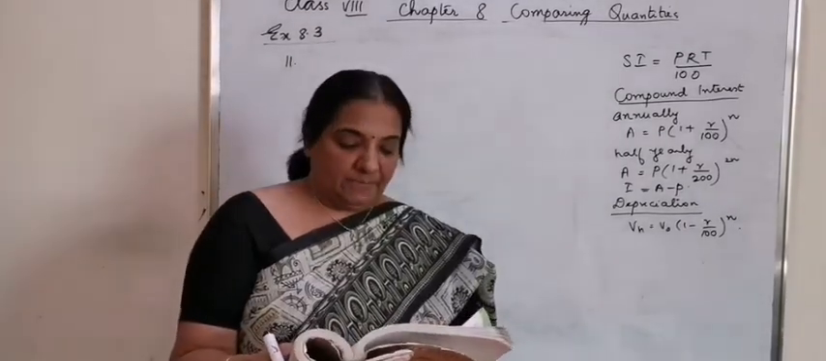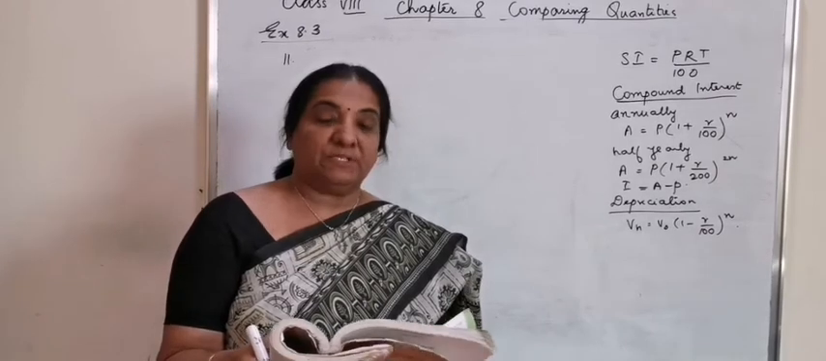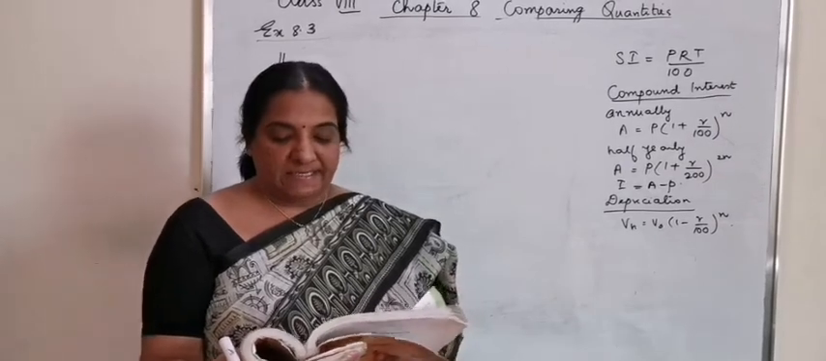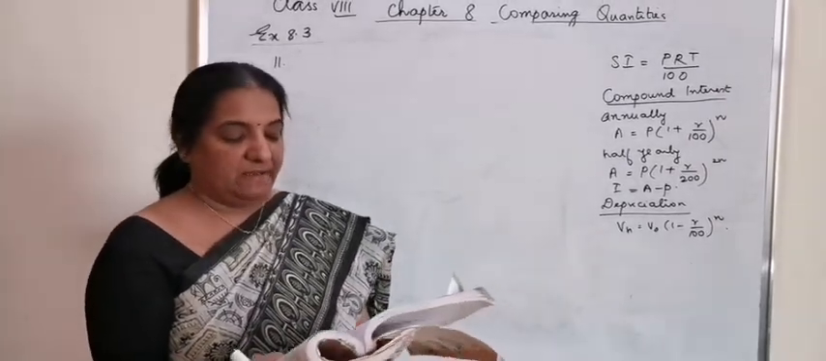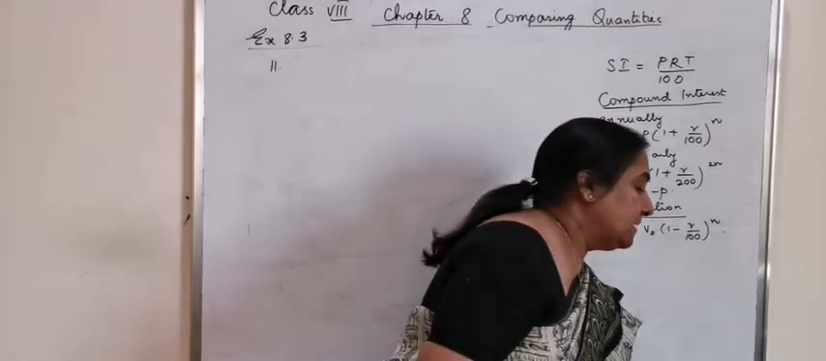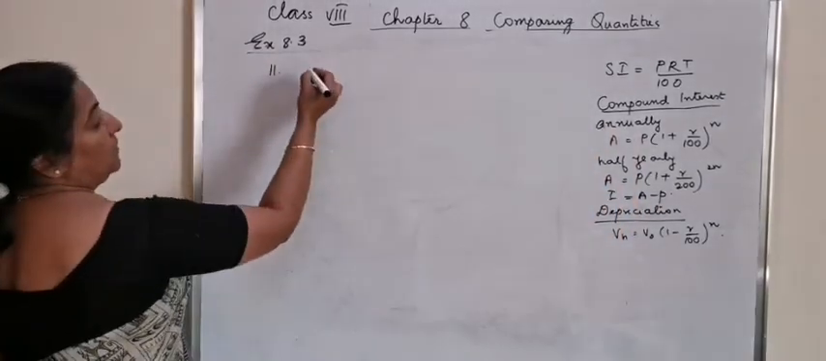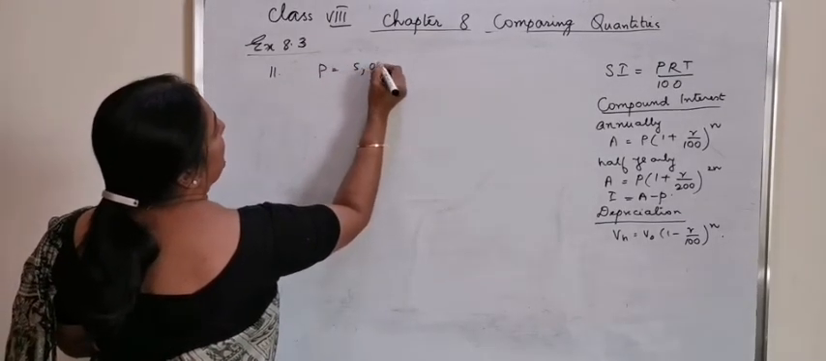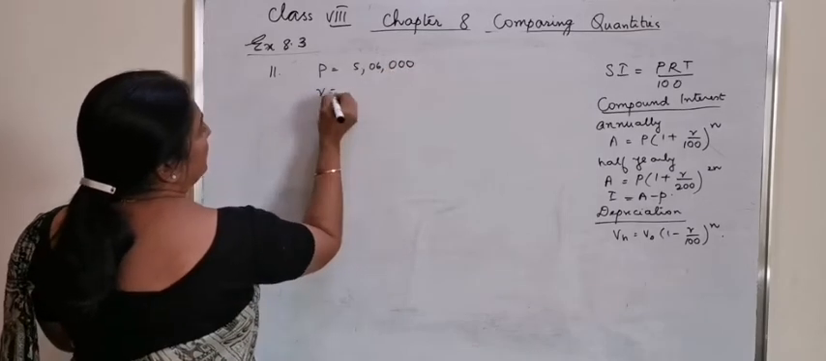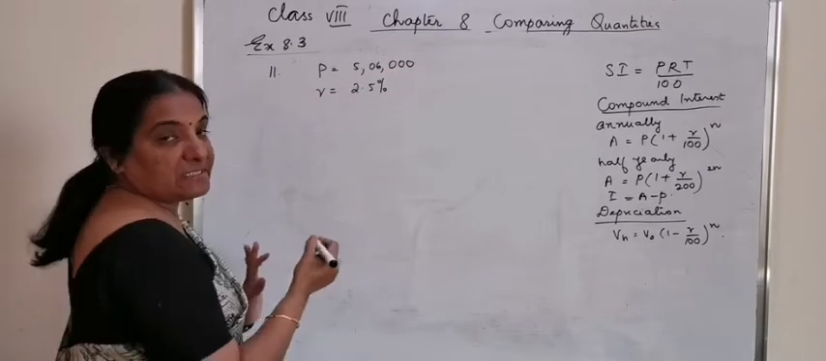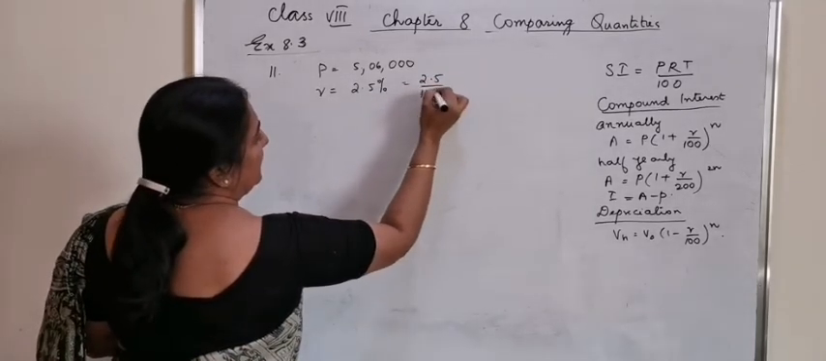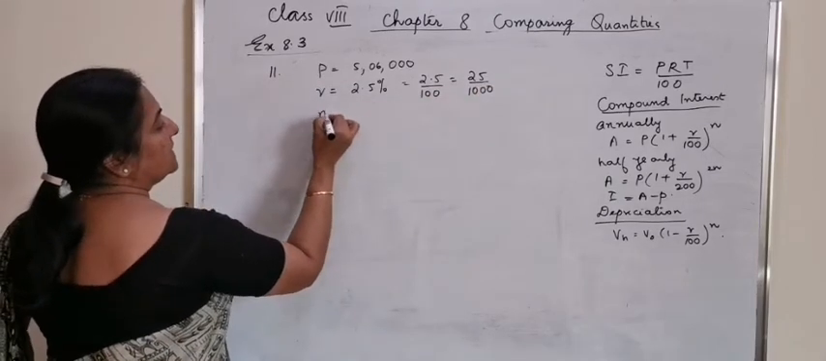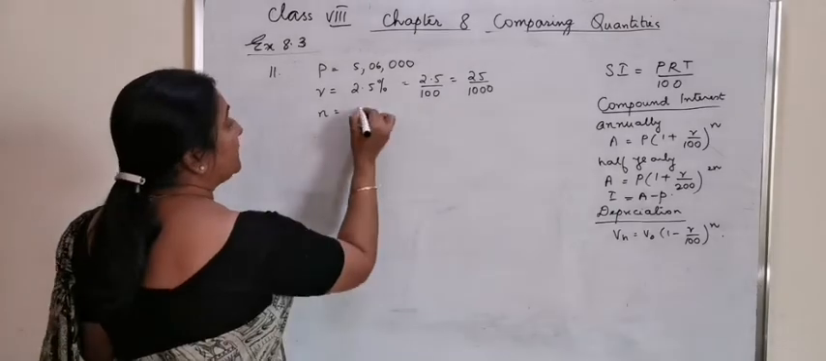Question number 11. In a laboratory, the count of bacteria in a certain experiment was increasing at the rate of 2.5% per hour. Find the bacteria at the end of 2 hours if the count was initially 5,06,000. So we can take it as the normal formula with compound interest. The initial count of the bacteria is 5,06,000. The rate of increase is 2.5%, which can be taken as 2.5 by 100, and to remove the decimal, 25 by 1000. You have to calculate the increase in bacteria after 2 hours.